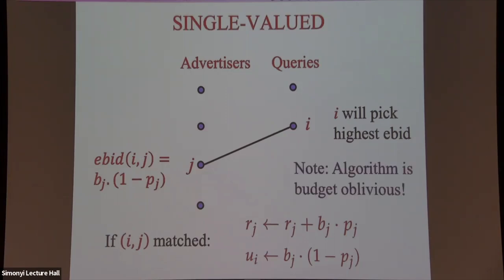This algorithm is budget oblivious. It doesn't need to know the current budget of J. It just needs to know whether J is completely spent out or not, whether J is able to make a bid or not. That has an advantage, I'll come to it in a moment. But what I need to do now is not think about single edges, but J stars.